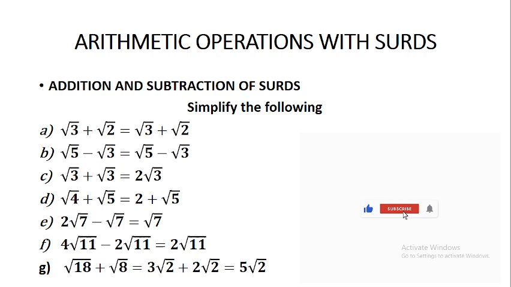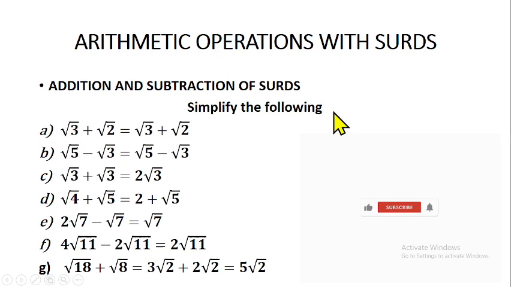But now we want to perform the basic operations. How do we add two or more surds? How do we subtract, or how do we perform addition and subtraction together? And how do we multiply and divide? The first arithmetic operation we are going to talk about here is addition and subtraction together. Addition and subtraction of surds. How do we add surds and subtract surds?